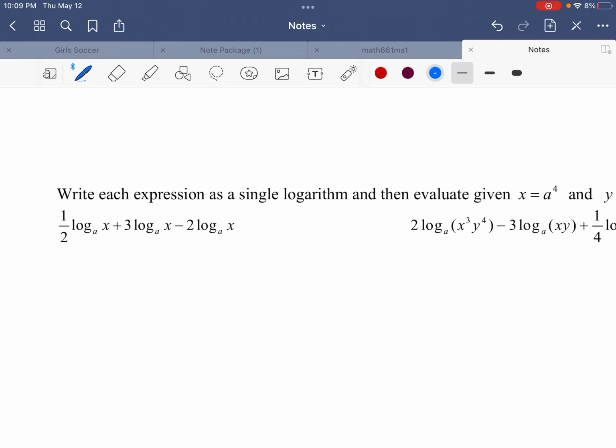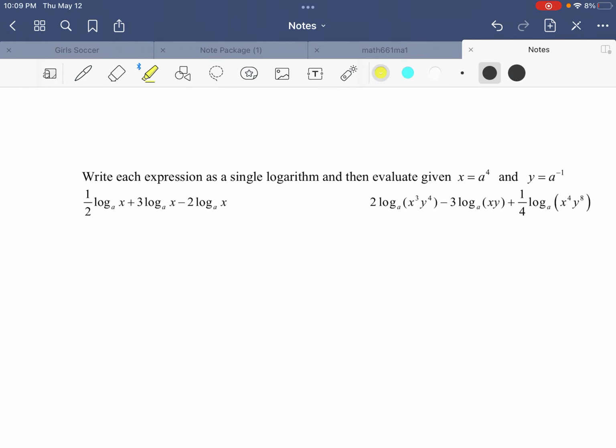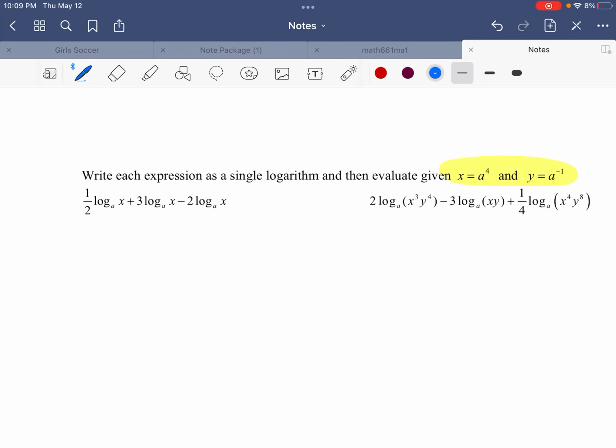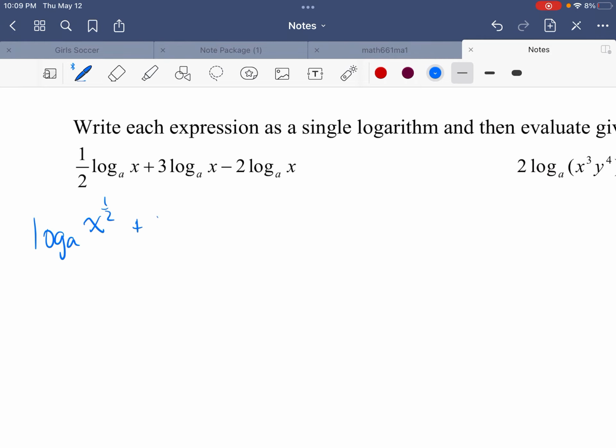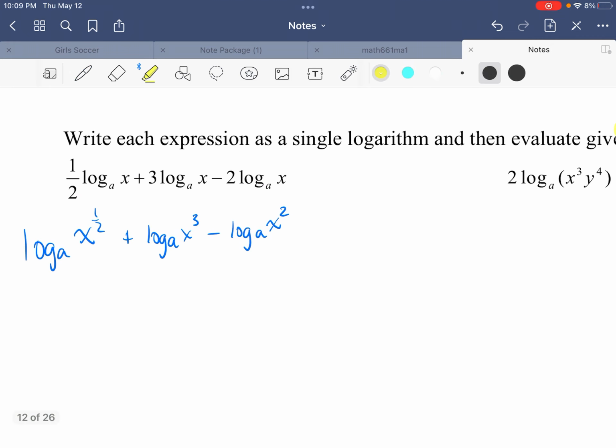All right. We're going to increase the difficulty level here a little bit. Write as a single logarithm, and then we're going to do some substitutions. This part's a little bit key here. We've got to substitute. All right, so we get log base a of x to the half plus log base a of x cubed minus log base a of x squared. All right, now we have log base a of x, log base a of x, and log base a of x.